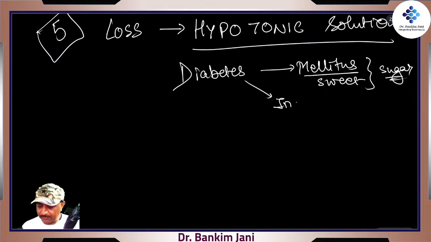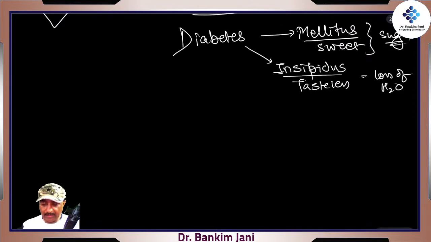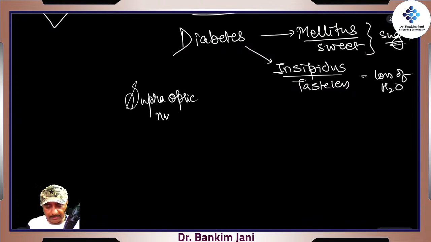There is another diabetes which is called diabetes insipidus. Insipidus means tasteless. Because in this, there is loss of water. Loss of plain simple water. This occurs because in the brain, there is a nucleus called the supraoptic nucleus.